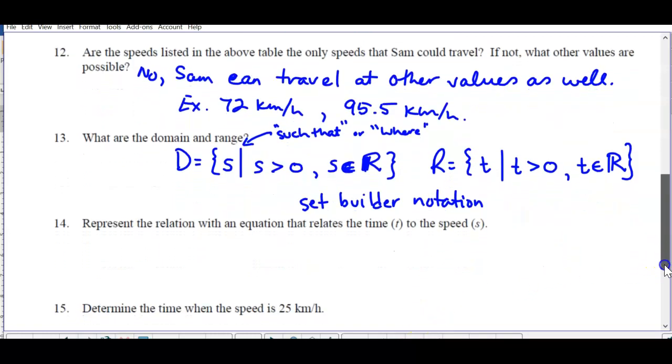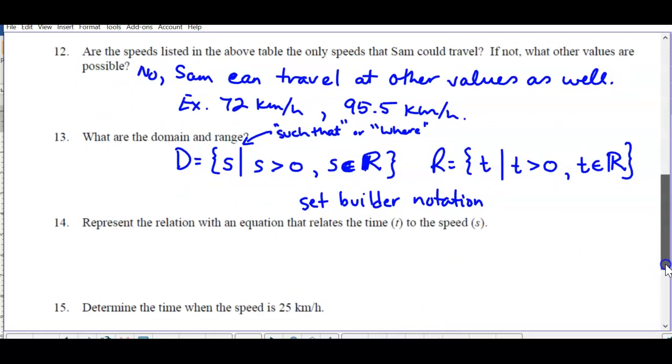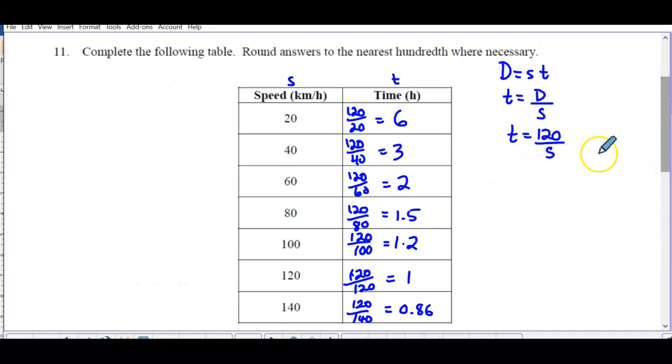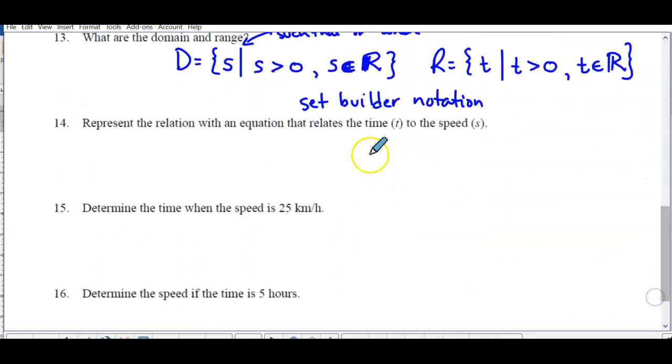Okay, represent the relation with an equation that relates the time t to the speed s. Well, we actually already did that, right? Up here. So t equals 120 over s. Determine the time when the speed is 25 kilometers per hour. So that means you just put in 25 here.